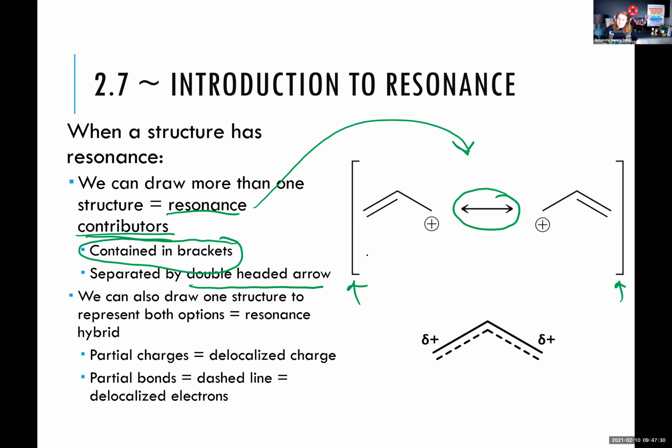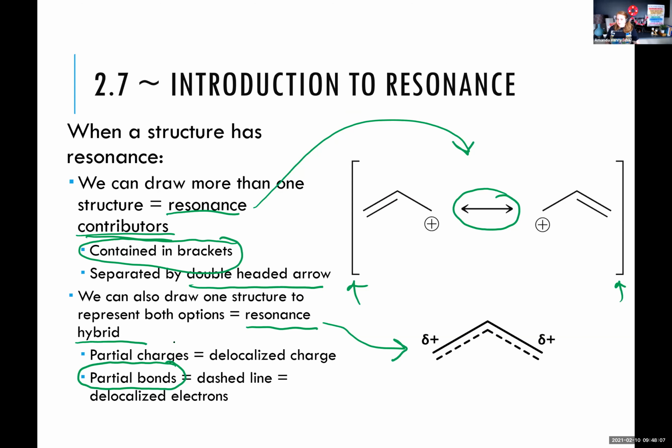You will learn very quickly that there are so many different types of arrows in chemistry. And this is our first official arrow. So a double-headed arrow is used between resonance contributors. And then when we draw the average of our resonance contributors, it's our resonance hybrid. So we're using partial charges. We're using that dashed line to show those shared electrons. That dashed line is also what we call a partial bond. So it's not a full bond, it's a partial bond.